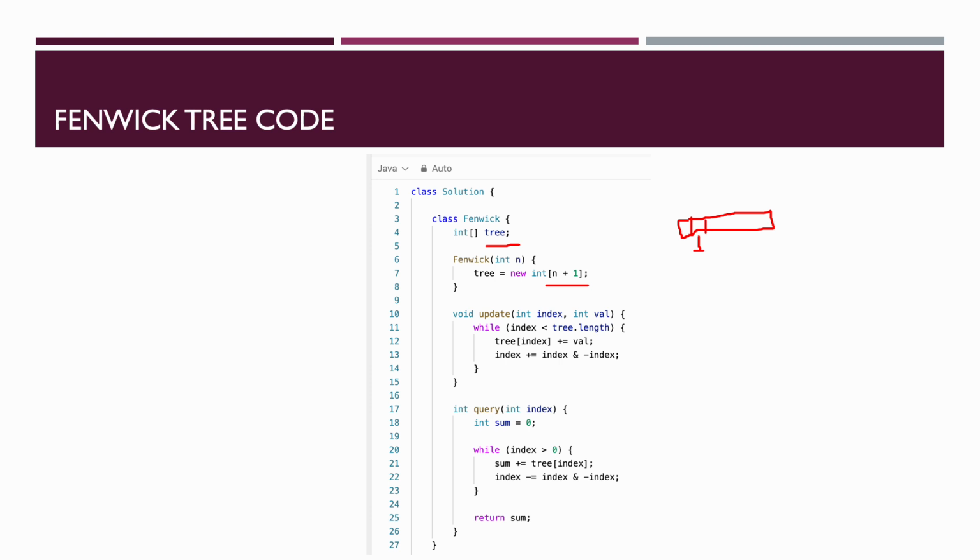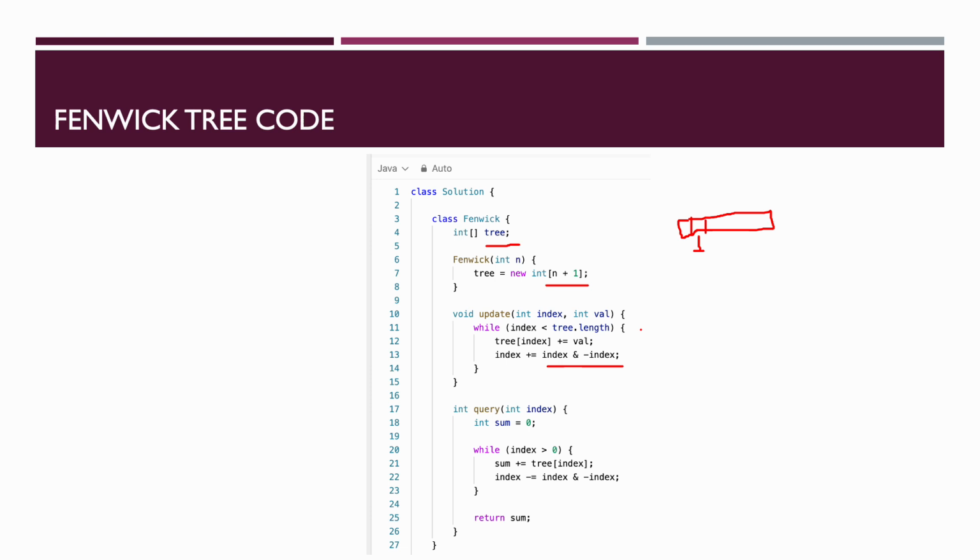Now remember what happened in update. We wanted to add a value to a particular index, and then we wanted to update index with index and minus of index. So that is what we are doing here. To that particular index, we are adding that value, and we do this until index is not out of bounds. So this is as easy as it is.